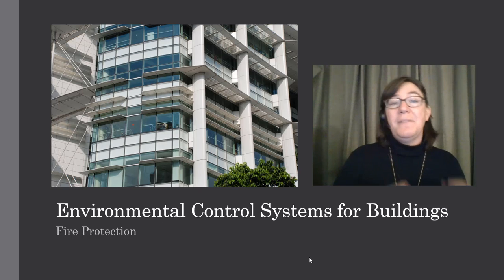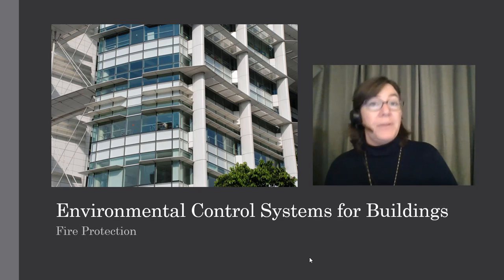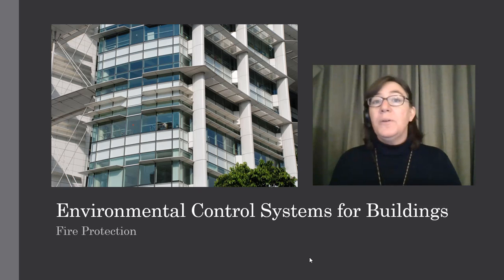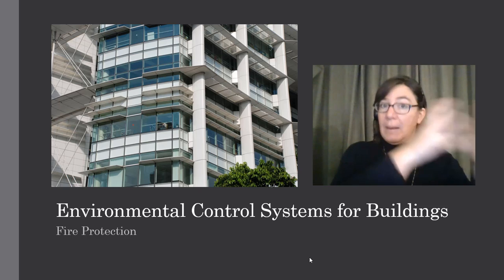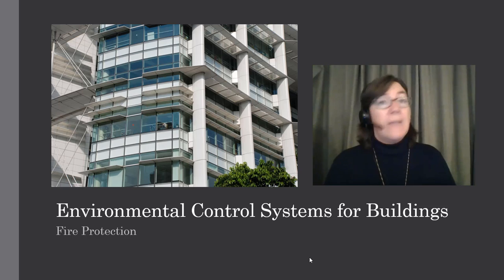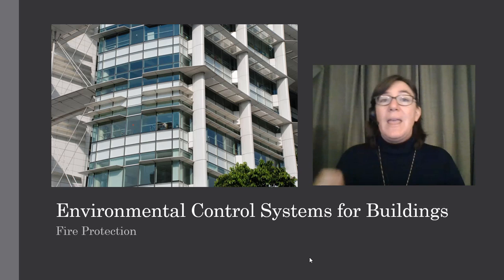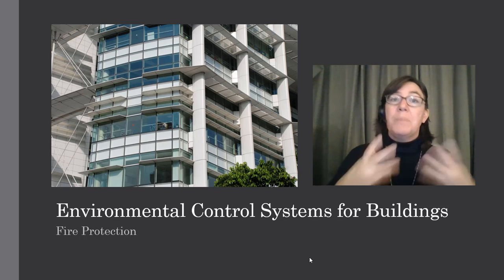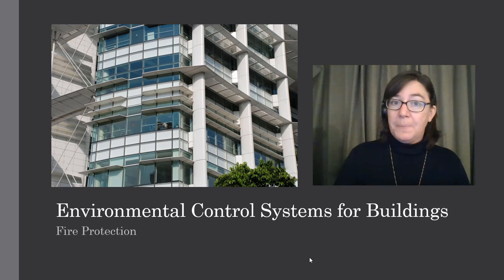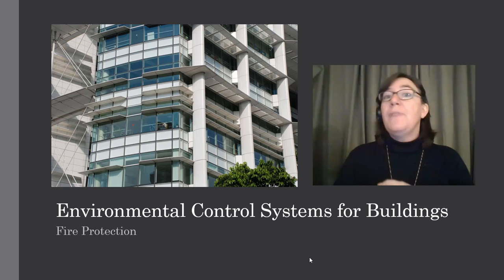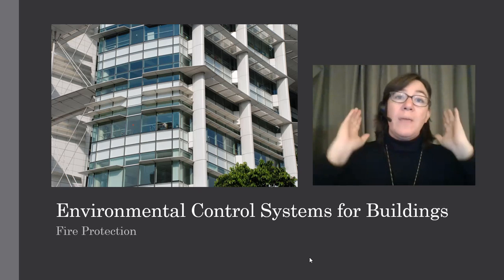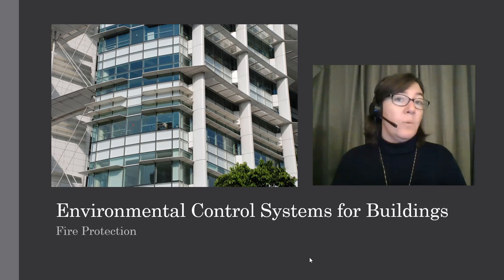So the passive means of fire protection in a building include egress systems, allowing our occupants to safely exit the building, and also protecting the structure of our building, either with fireproofing the structure itself or with compartmentation and firewalls to prevent or slow down the spread of fire in our buildings.